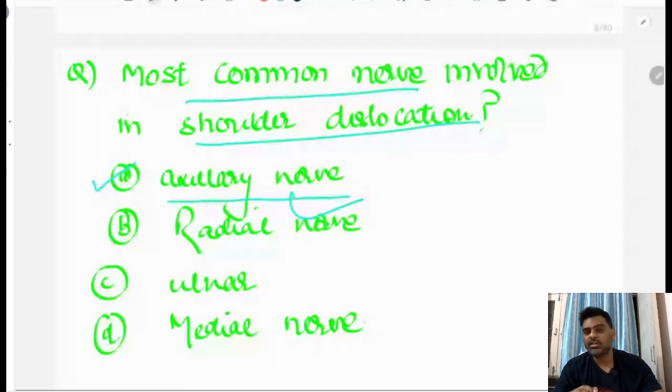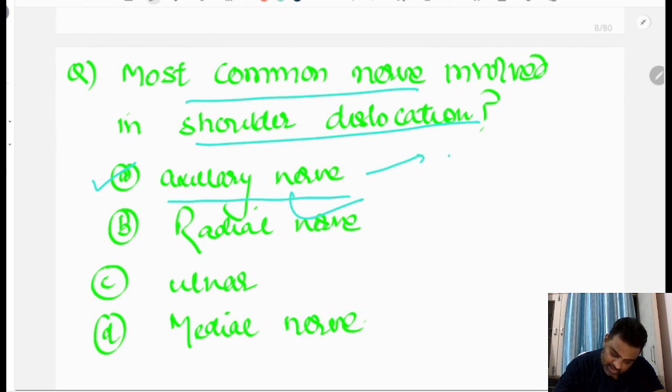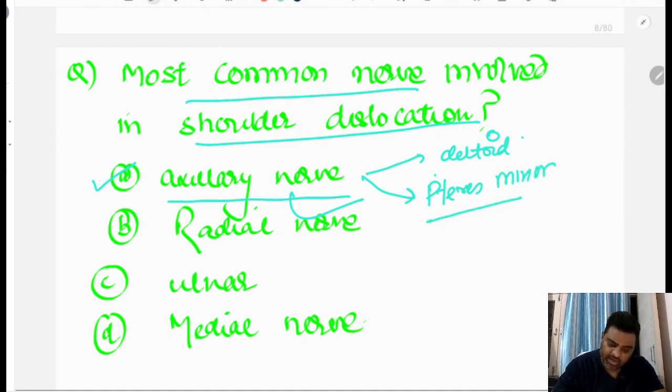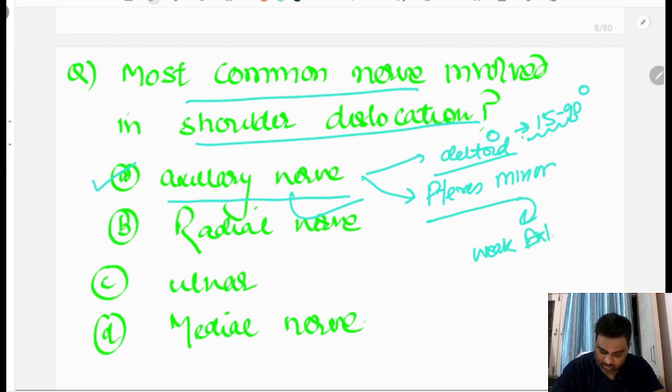Axillary nerve basically supplies two muscles. One muscle that it supplies is deltoid, and the second muscle it supplies is teres minor. Deltoid's main function is abduction from 15 to 90 degrees, and teres minor is a weak external rotator of the shoulder.